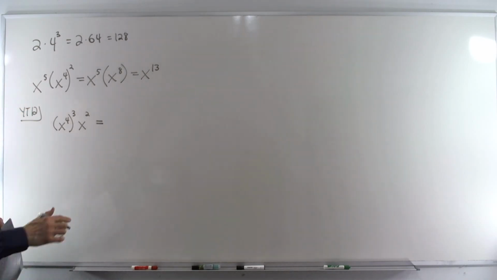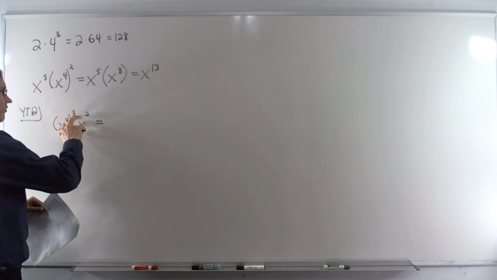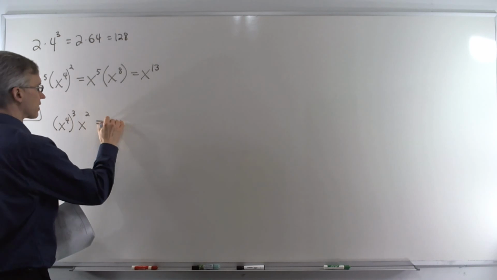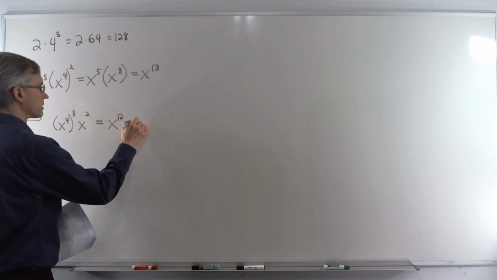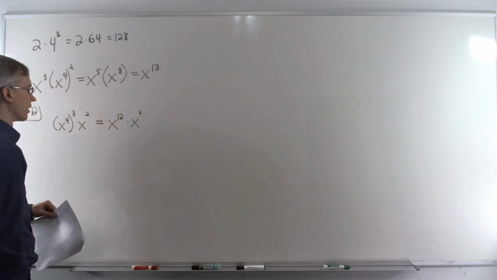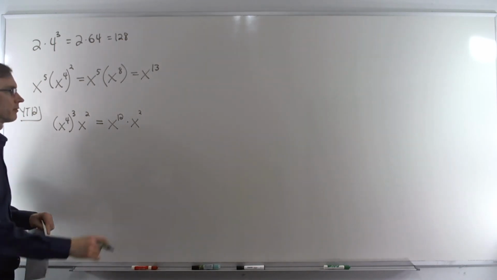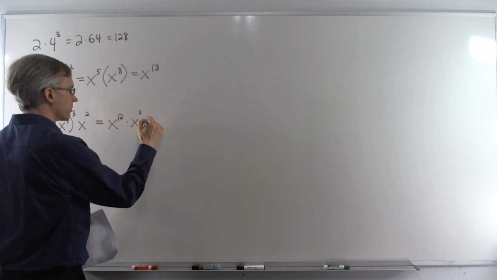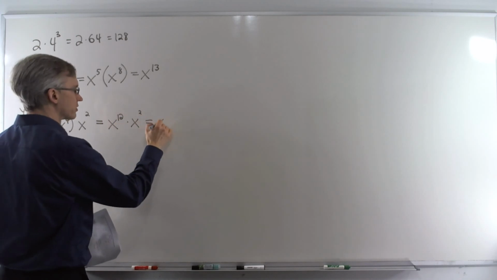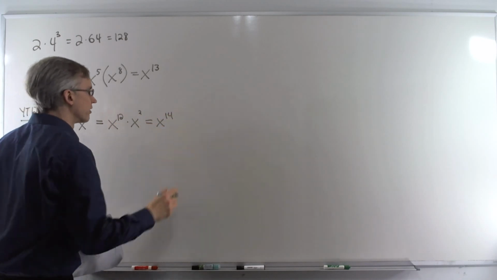So we'll start with the exponent. X to the 4th to the 3rd, 4 times 3 is 12. So that gives us x to the 12th times x squared. Now, multiplying, so we add the exponents. 12 plus 2 is 14. Final answer is x to the 14th power.